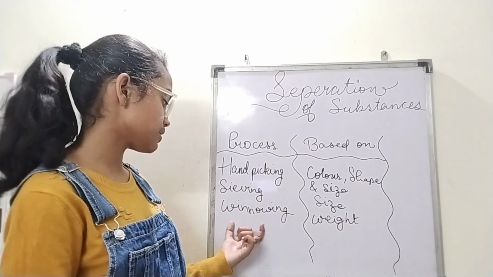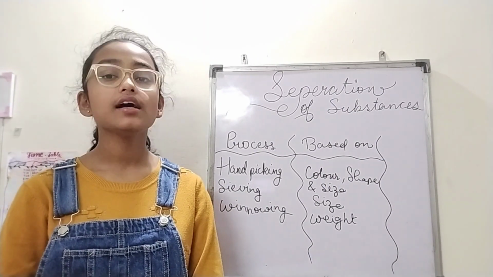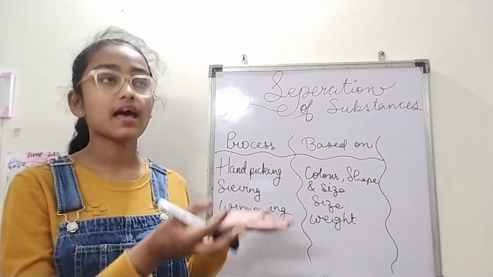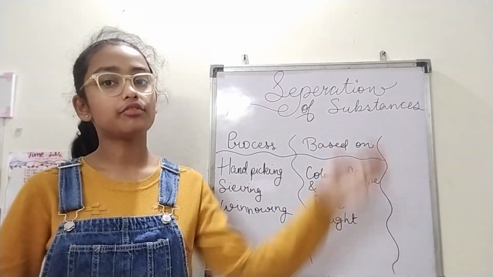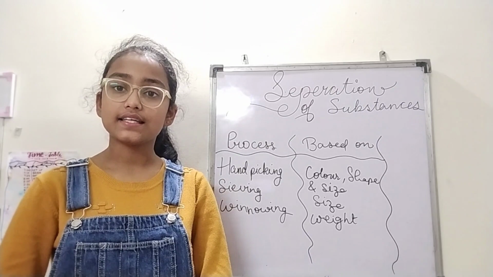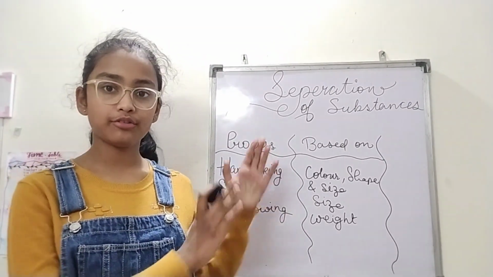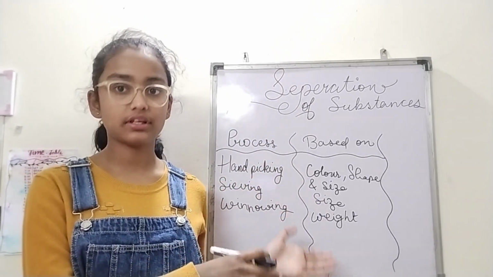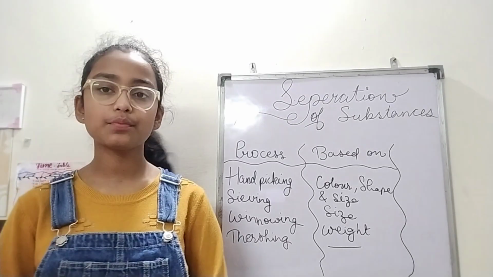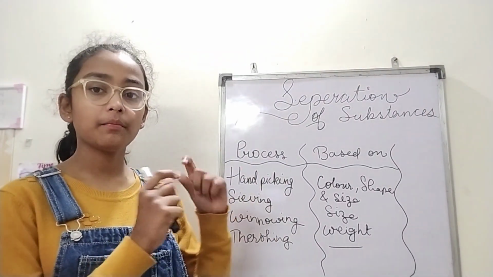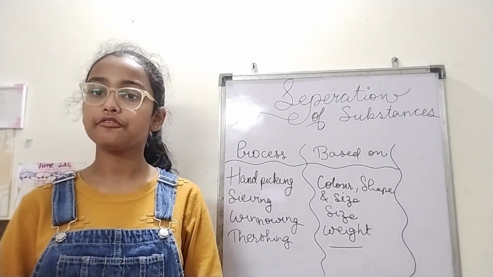Now the third process is winnowing. It is based on weight. In this process, the farmer takes the husk and the grain in a basket, goes up to a height and lets it fall down. As grain is heavier, it falls down vertically, but husks being lighter are carried by the wind and form a heap at the side of the grain. Now the next process is threshing. In this process, the farmer beats the stalk of grain on a rock, which loosens the grain from the stalk.